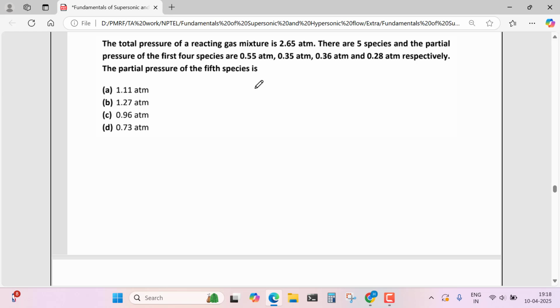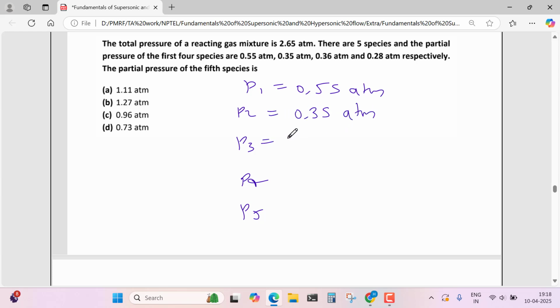So there are total 5 species, 1, 2, 3, 4, 5, and the first species partial pressure is 0.55 atmosphere, second has 0.35 atmosphere, third has 0.36 atmosphere, fourth has 0.28 atmosphere, fifth pressure we have to find, and the gas mixture pressure P is given as 2.65 atmosphere.